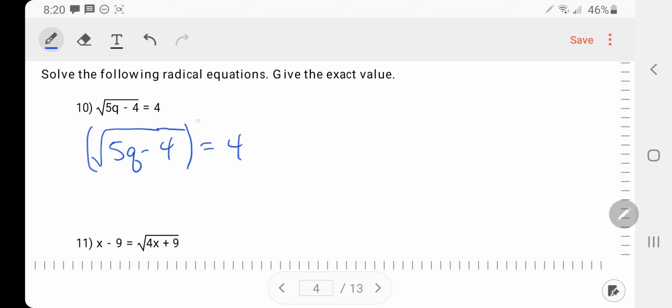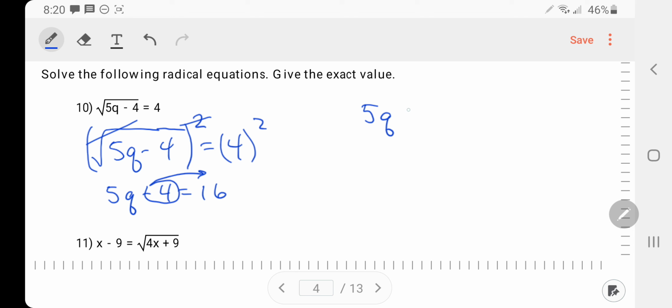To get rid of a square root, you square it. But whatever you do to one side, you have to do to the other. So we're going to square both sides, and the square and the square root cancel. That's going to leave me 5q minus 4 equals 16. Then 2 more steps, and we're done. Bringing the negative 4 over makes it a plus 4. 16 plus 4 is 20. And divide both sides by 5. Final answer, q is 4.